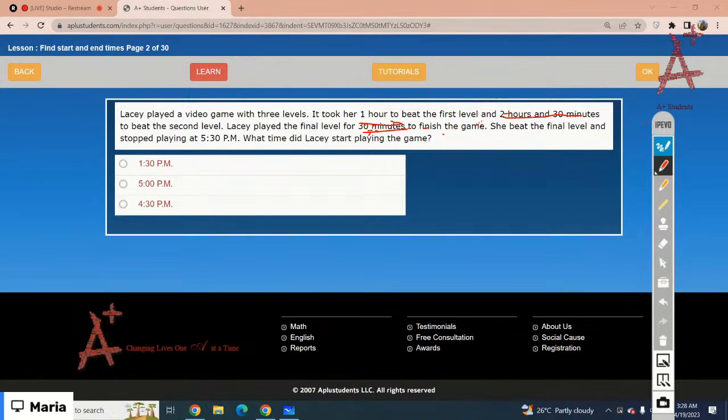Okay, let's just calculate the time. 1 hour, 2 hours 30 minutes, and 30 minutes makes 3 hours. 3 plus 1, 4 hours. That means she started 4 hours earlier. So she ended at 5:30. 5:30 minus 4 hours is 1:30. That means she started the game at 1:30. Got it, everyone?